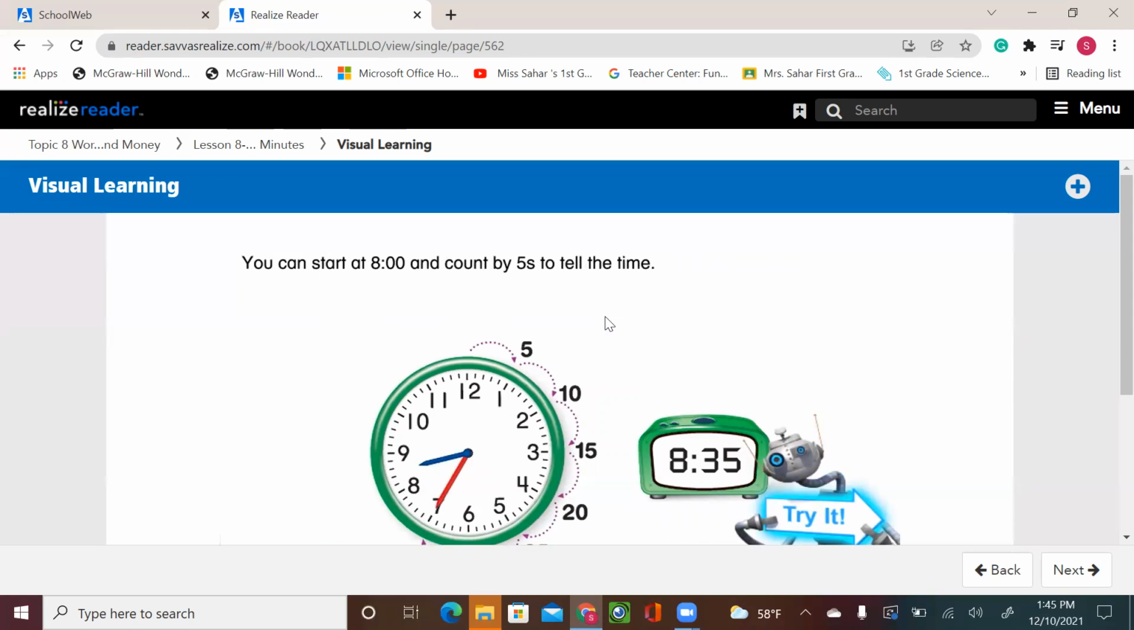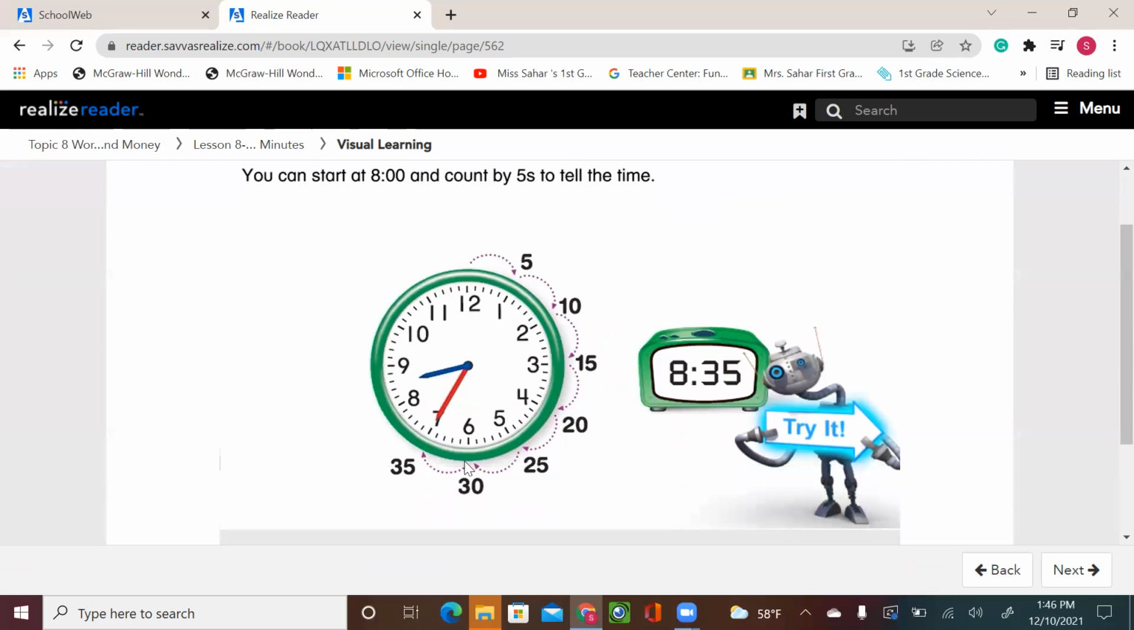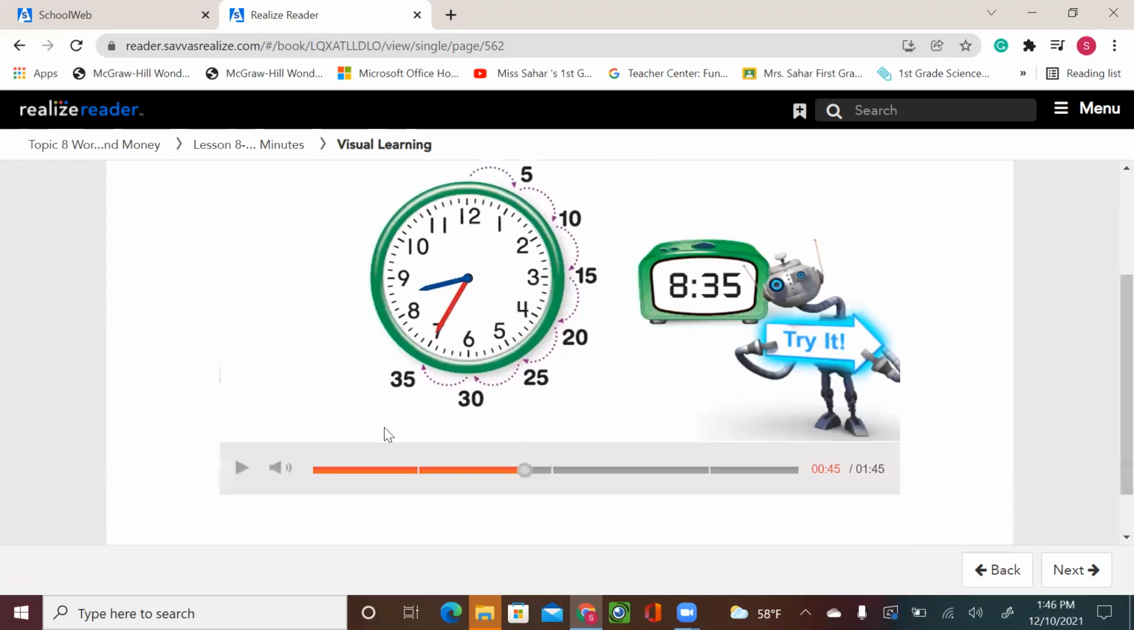All right, so let's try this. This is like skip counting by 5. If I start from 12 to 1, every jump from one number to another means 5. So from 12 to 1, that's 5. From 1 to 2, another 5, that's 10. From 2 to 3, another 5, that's 15. And then 20, 25, 30, and 35. So it's 8:35.